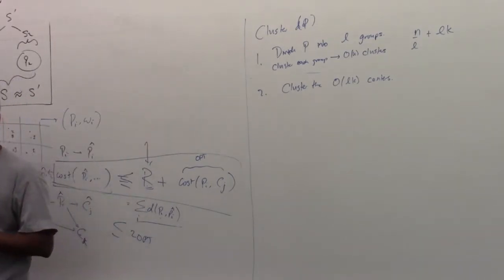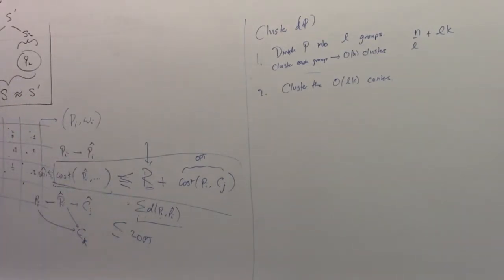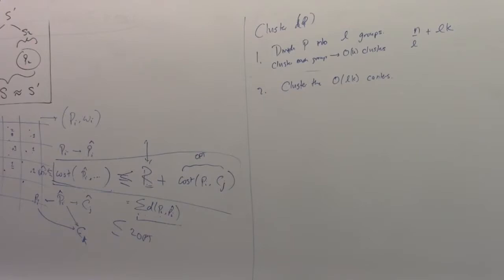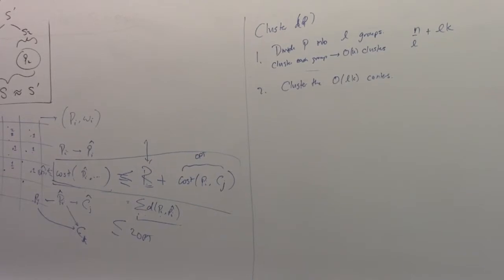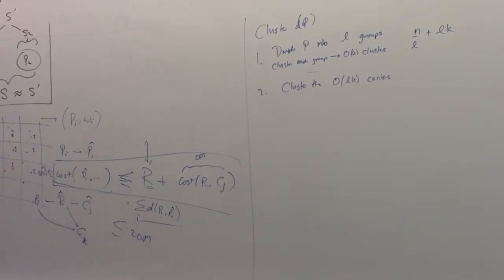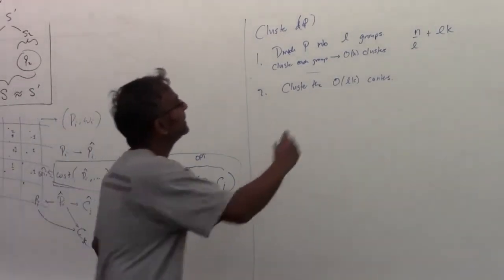When you said divide P into L groups, you didn't mean actual groups, you just meant samples? Not samples, partitioned. Partition P into L pieces. But those partitions don't have some kind of nice structure? No, just arbitrary. You can take the first N over L, the next, yeah, exactly. So you could randomly do it if you want. Yeah, arbitrary, any way you want.